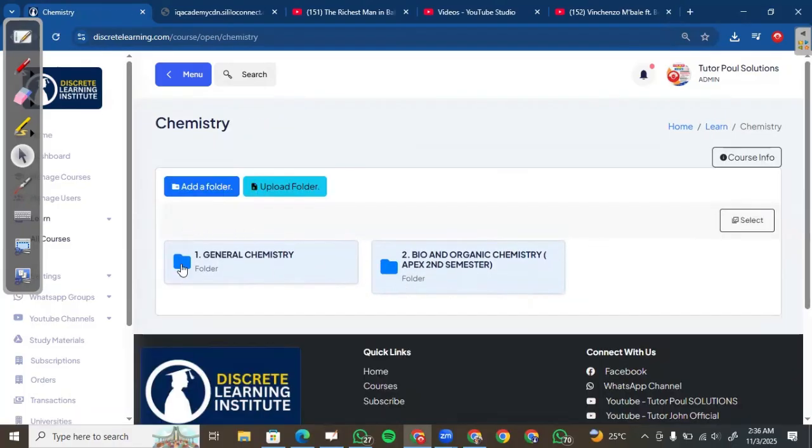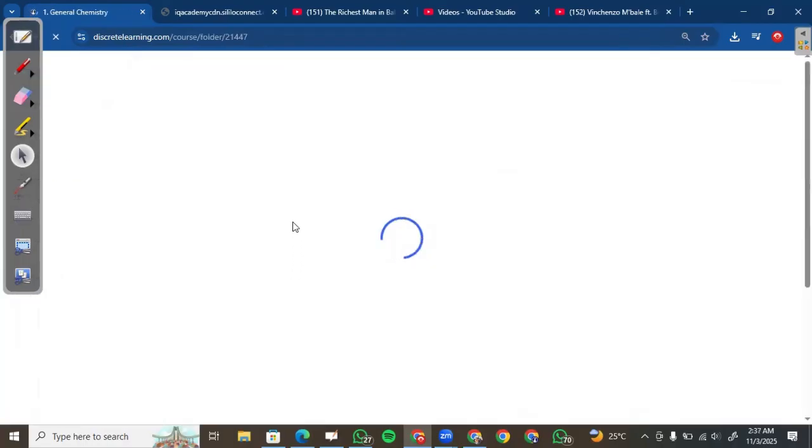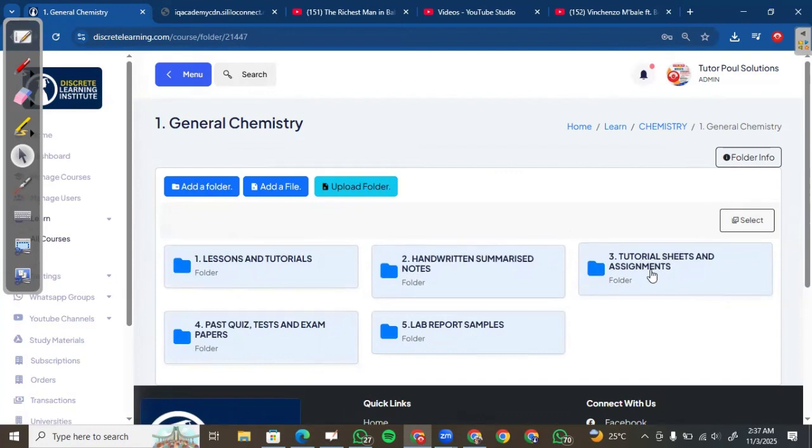If you're in semester one, you go in the general chemistry folder here. If you're in semester two, Apex, you go in this folder. So for semester one, I'll open the general chemistry there. I'll find 5 folders. This one here is for lessons and tutorials.